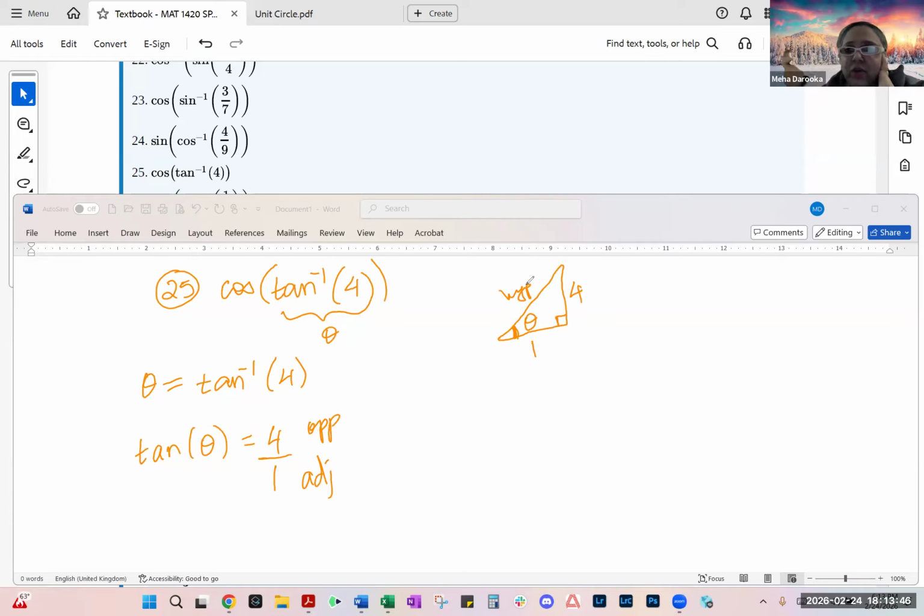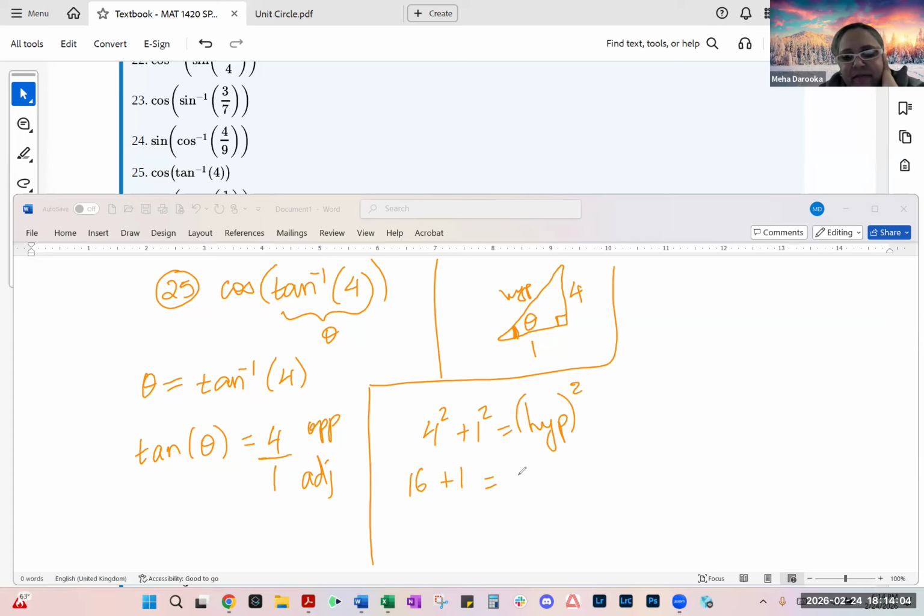And then, of course, you are trying to figure out what the hypotenuse is going to be. So this is where you bring in your Pythagorean theorem. 4 squared plus 1 squared is equal to the hypotenuse squared. As you can see in this case, 4 squared is 16 plus 1, which is 17, so you have 17 as your hypotenuse squared. Then, like we saw before, we need to take the square root of both sides. Since this is the side of your triangle, you can just take the positive square root of 17 for the hypotenuse.